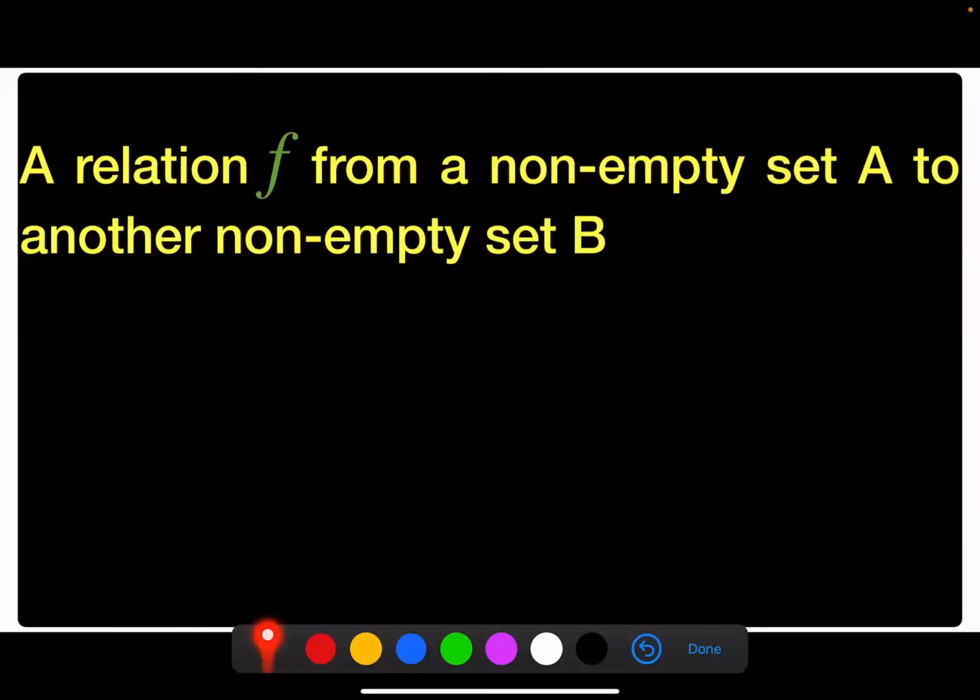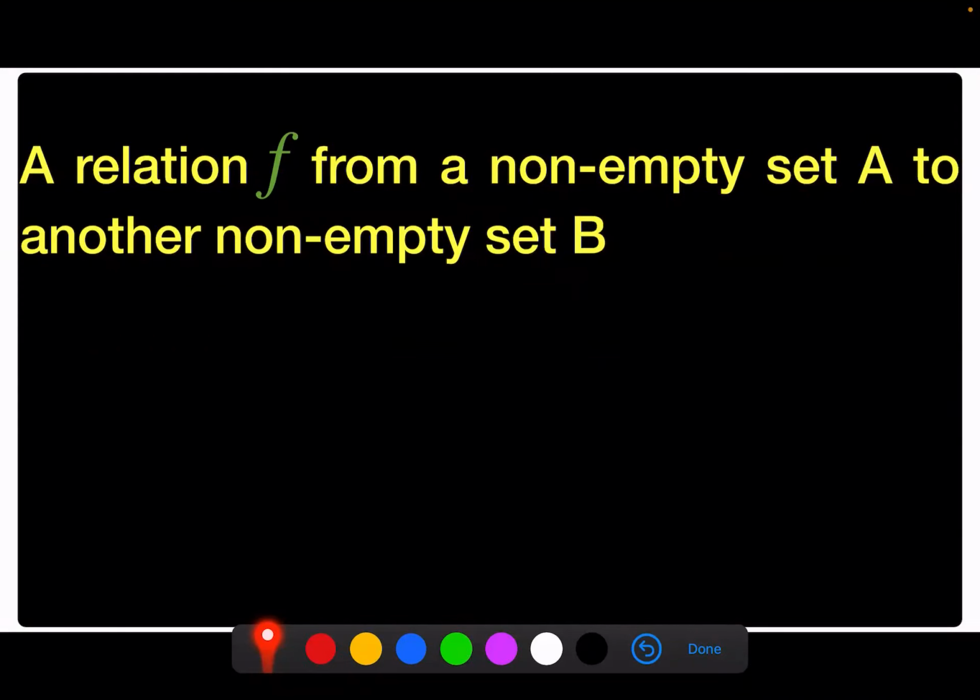Now let's understand. Okay, अभी हम समझने की कोशिश करेंगे. We'll go slowly, guys. Okay, this is an important session. What are we saying here? A relation. Okay, so we are giving a name F from a non-empty set A to a non-empty set B.